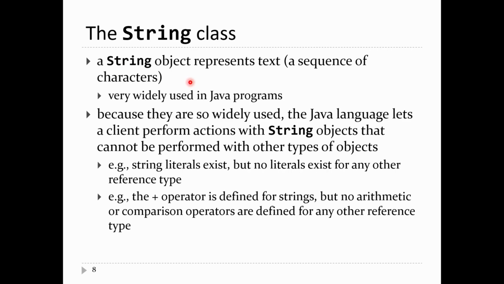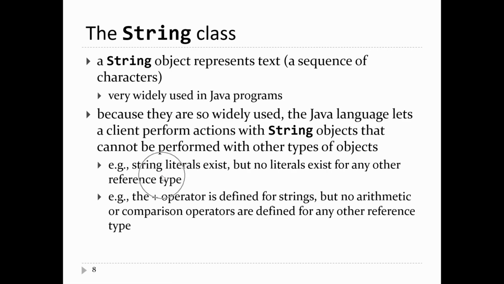Big S String is the class that represents text, a sequence of characters. It turns out to be very widely used in many types of Java programs. Anything that needs to print something to the screen is going to use String. So most programs end up using String, and the language goes out of its way to let you use String almost as though it were a primitive type, which is awkward for new programmers. In other words, you can do things with strings that you cannot do with other reference types.